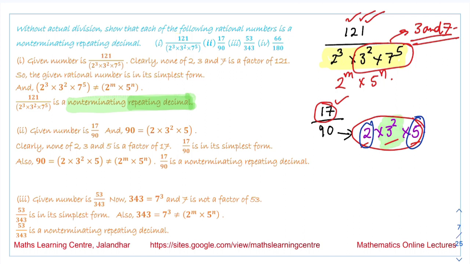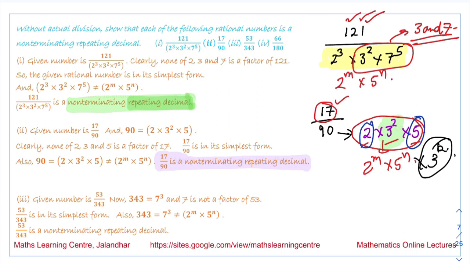So we are saying that the denominator is not of the form 2 raised to the power m into 5 raised to the power n, but there is another factor, 3 raised to the power k, over it. So it is of this form. It means that the decimal representation of this number is a non-terminating repeating decimal.